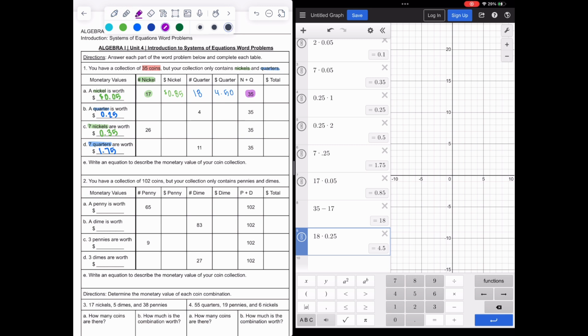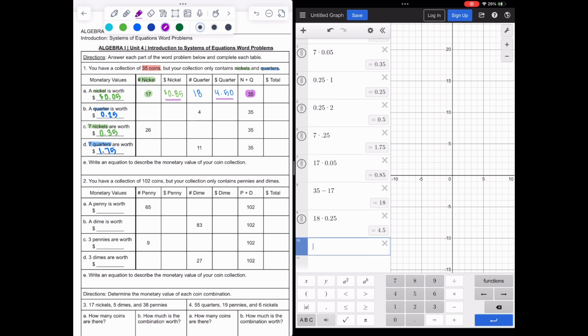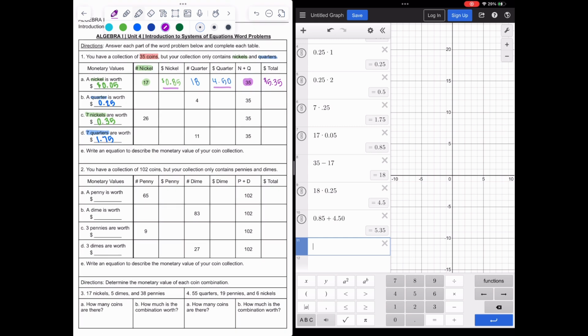There are 2 totals here. The first total is the 35 coins, but the second total is the monetary value. So I know that I'm always going to have a total of 35 coins, but here, if I want this particular combination's value, I have to add 85 cents and $4.50 together, which means that this specific combination of coins has a monetary value of $5.35. Now you have 3 more combinations to go through before we're going to try to look at what an equation for this might look like.